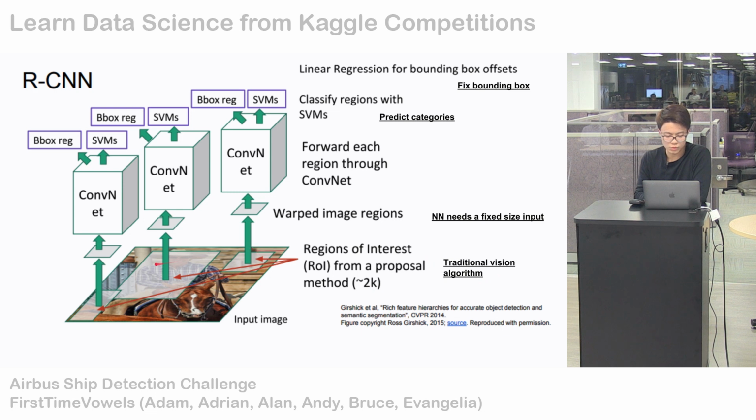And then you process each little region by throwing it into a convolutional neural network. After it goes through the convolutional neural network, it has an SVM to classify the regions to predict their category, and also a bounding box regression. This bounding box regression will fix the bounding box, the region you proposed here, and it will learn it. The loss function will be the combination of these two losses.